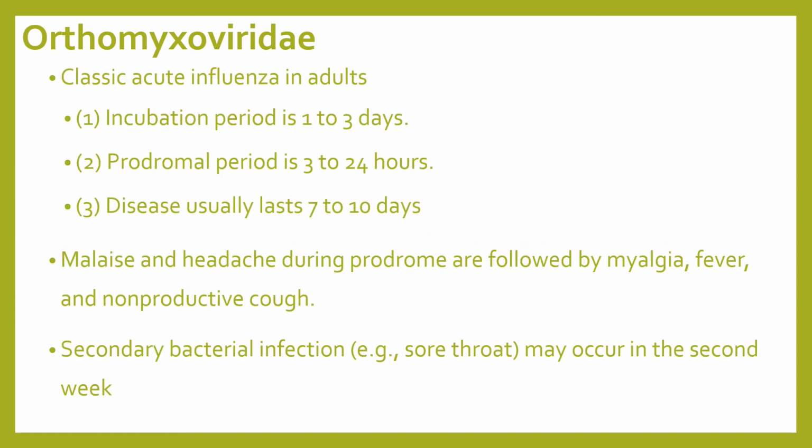So this is acute influenza in adults. The incubation period lasts for 1 to 3 days. The prodromal period is around 3 to 24 hours, and the disease usually lasts for 7 to 10 days. It manifests with malaise and headache during the prodrome, followed by myalgia, fever, and unproductive cough. Usually, what we watch out for is secondary bacterial infection, especially sore throat, which may occur in the second week of illness.